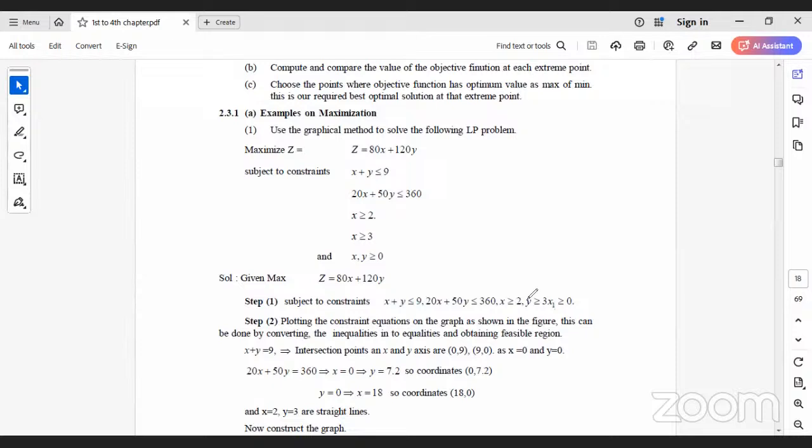Okay, look here. Plotting the constraint equations on the graph as shown in the figure. This can be done for x plus y is equal to 9. I am taking this one, x plus y is equal to 9. So x is equal to 0 and y is equal to 9. X is equal to 9, then y is equal to 0. X is equal to 0 and y is equal to 0. Then 20x plus 55y is equal to 360. X is equal to 0, and then y is equal to 7.2, right, Komal?